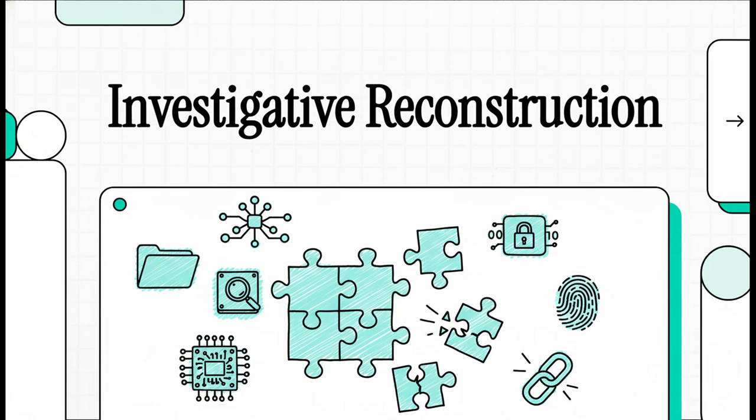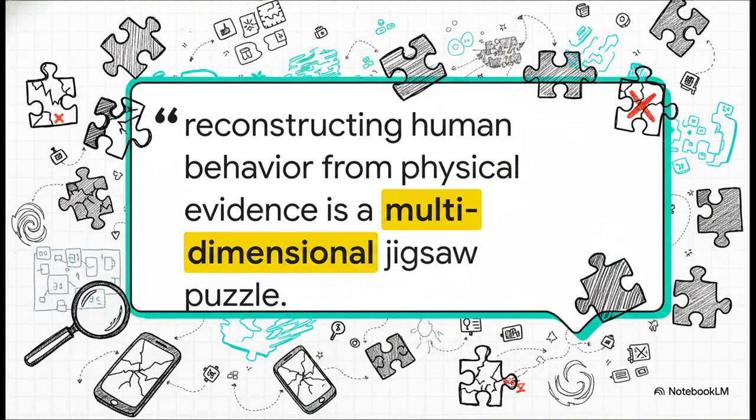How do you solve a crime when all you have are scattered digital breadcrumbs and a trail that's gone ice cold? Well, today we're going to talk about exactly that. We're diving into a fascinating technique called investigative reconstruction, which is all about piecing together the most complex digital jigsaw puzzles you can imagine. Think about a crime scene for a second.